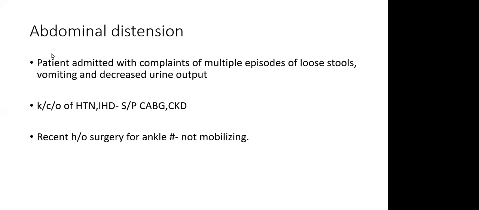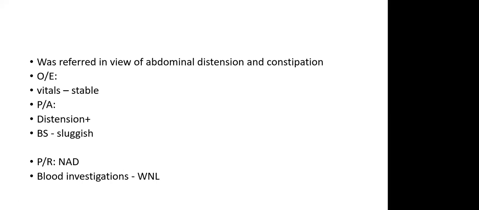Good evening, everyone. We have the patient at 312 B now. He came with abdominal distension, and the patient was complaining of multiple episodes of loose stool, vomiting, and decreased urine output. He had comorbidities of past history of hypertension, IHD, post CABG and CKD. Past surgical history of ankle fracture, and the patient is not mobilizing right now, and was referred to us in view of abdominal distension and constipation.